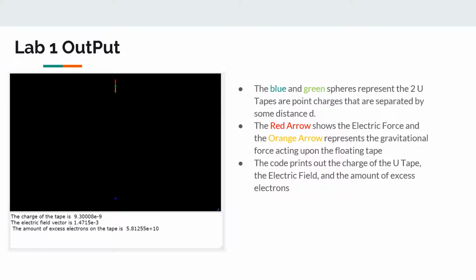As you can barely see, you see two green and blue spheres that represent the two U-tapes separated by some distance d. The red arrow shows the electric force and the orange arrow shows the gravitational force. The code then prints out the charge of the U-tape, the electric field, and the amount of excess electrons created by the tape.